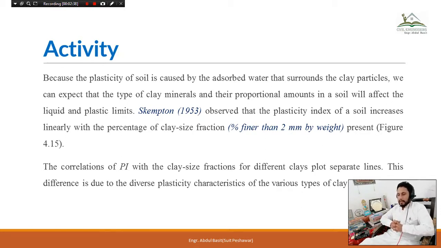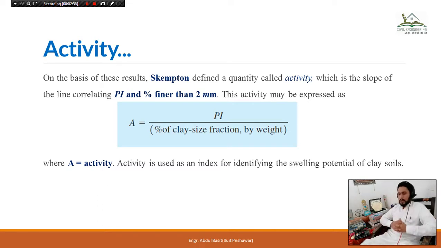Skempton worked on it, investigated different types of soils, and developed a plot between different types of soils to produce a chart. They worked on different types of minerals as well. But before this, Skempton derived an equation, a very simple thing: plasticity index divided by the percentage of clay size fraction by weight is given a name, activity. So activity is the relationship of the plasticity index to the clay size fraction, shown in the form of a ratio.